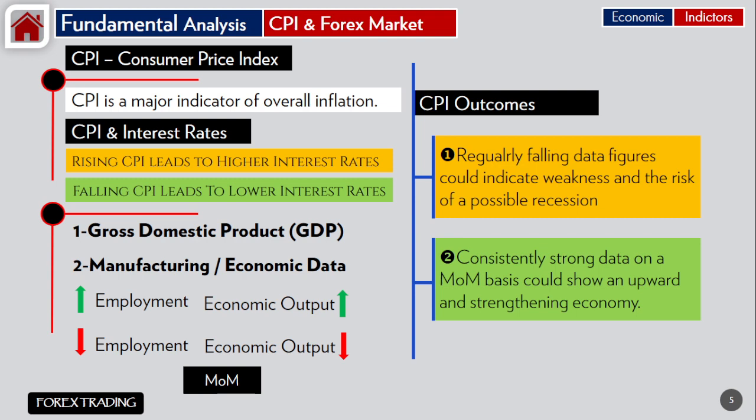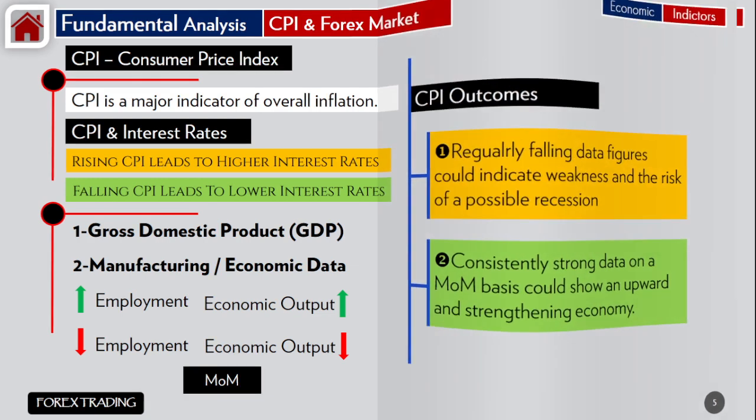So what are the CPI outcomes? If the CPI data figures are regularly falling, they may indicate weakness in the economy and the risk of a possible recession. And if the CPI is consistently robust and strong on a monthly basis, that could show a strengthening economy and an upward movement in the economy.